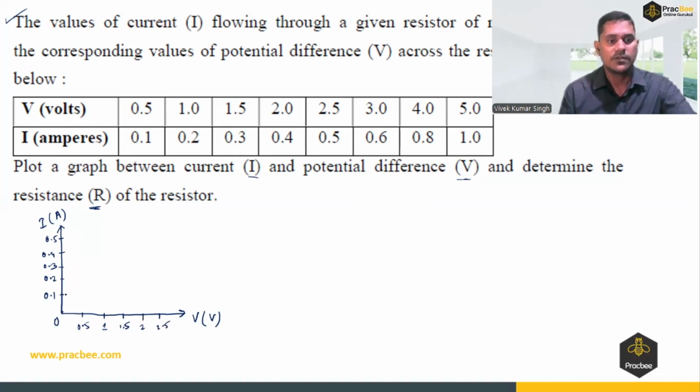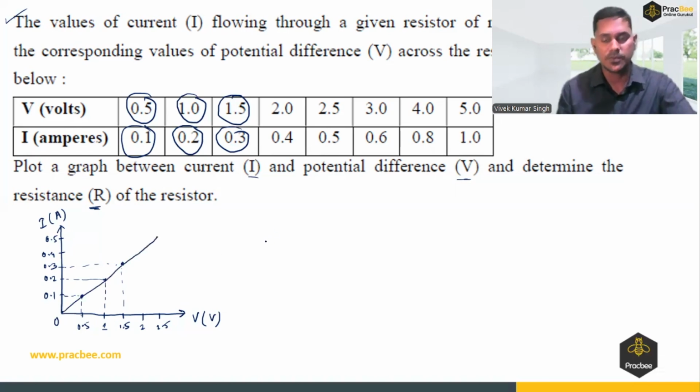Now let's draw the graph. When the voltage is 0.5, the current is 0.1. So this is the first point we get. When voltage is 1 volt, current is 0.2. When voltage is 1.5 volt, current is 0.3. So this graph would be your straight line graph.